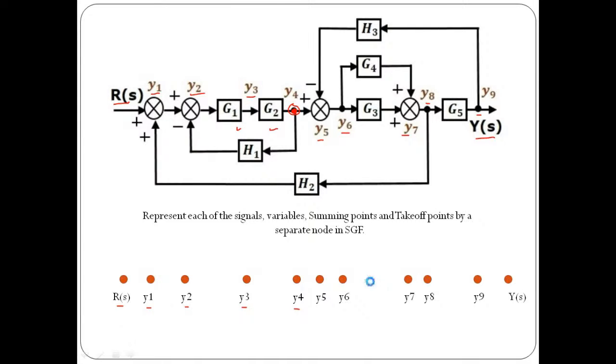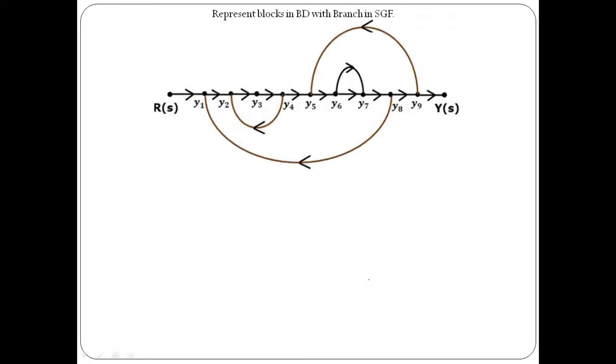Then what we need to do in step number 3: whatever the blocks available in the block diagram, we need to replace by a corresponding branch in the signal flow graph. तो जहां जहां पर आपको ब्लॉक डायग्राम में जो ब्लॉक दिखेंगे, अब उन ब्लॉक्स की जगह हम लोग क्या करेंगे, सिग्नल फ्लो ग्राफ में ब्रांचेस जो है वो ड्रॉ करेंगे. So the structure will be something like this.